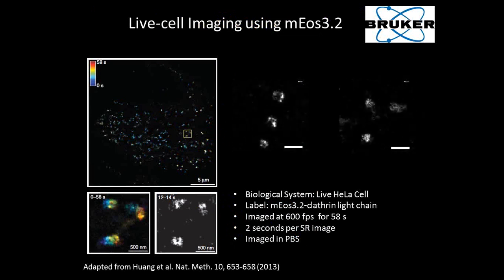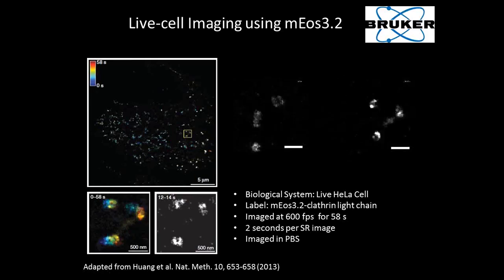Here's another live cell imaging example of mEos 3.2 clathrin light chain, done by Joerg Bewersdorf's lab at Yale. This was imaged at 600 frames per second, that's your raw camera speed, for a total time of 58 seconds. If you plot all that data at once, you can see it's blurred, so you're actually missing the dynamics. But if you separate it out into 2-second intervals, you can see the diffusion of these clathrin-coated pits. So you're able to image really fast and then pool the data to pick the time scale at which your dynamics are happening.